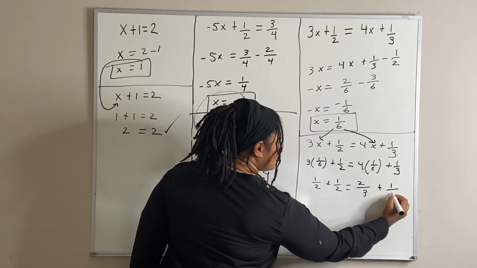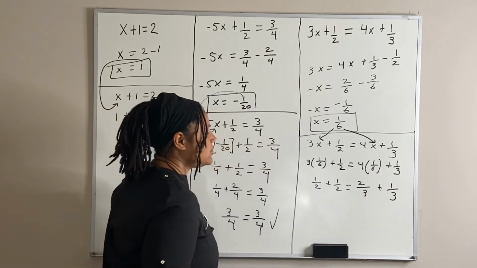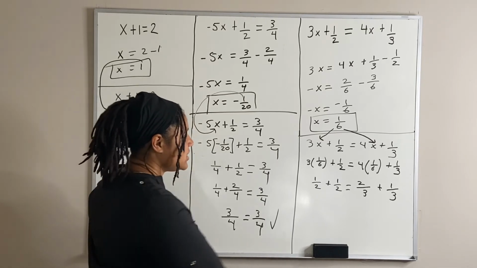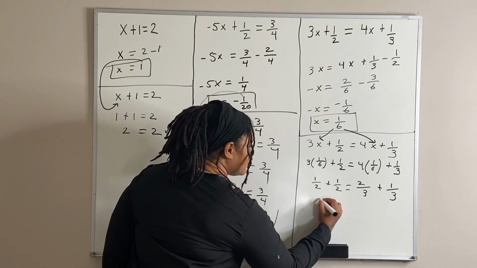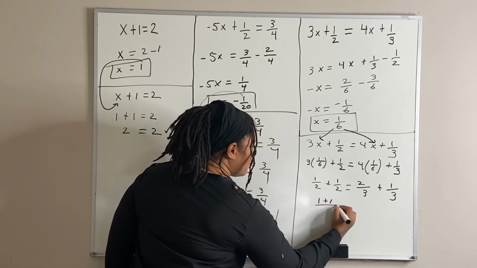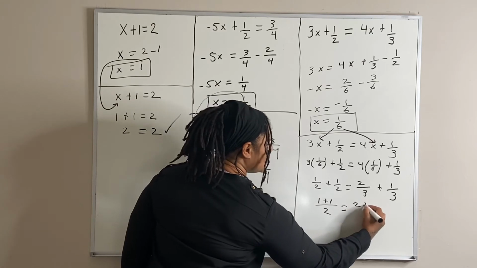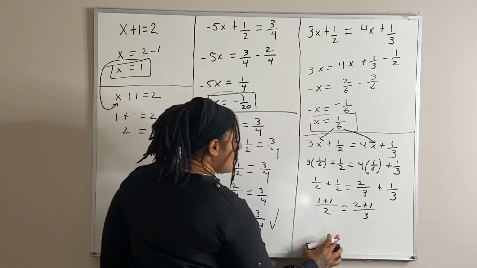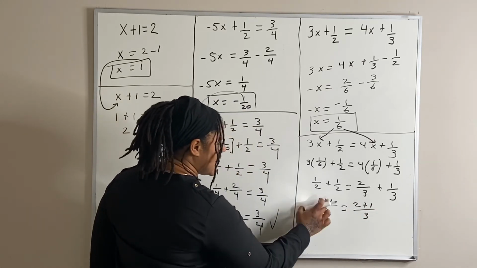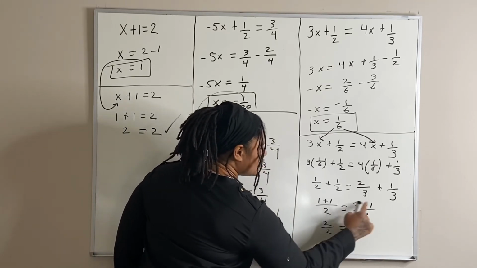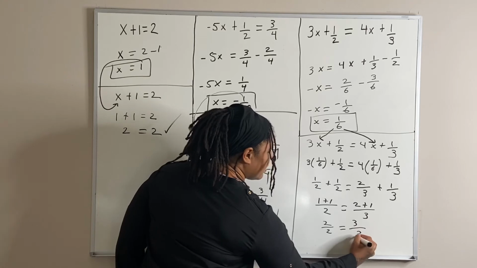So we have 2/3 plus 1/3 on the right side of the equation. Now we can combine the numerators, so 1 plus 1 over 2, and we can combine the numerators on the right side, so that's 2 plus 1 over 3. Now we can just add the numerators, so 1 plus 1 is 2, so we have 2 over 2, and 2 plus 1 is equal to 3, so we have 3 over 3.